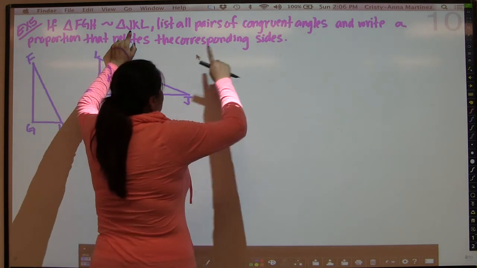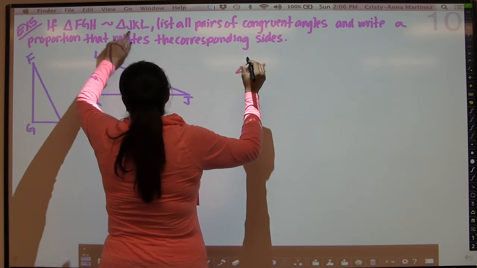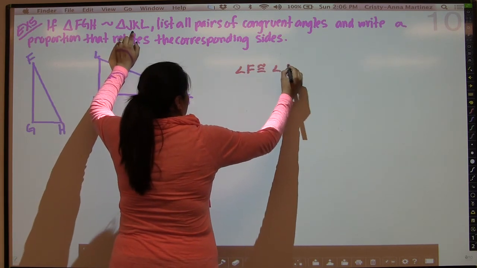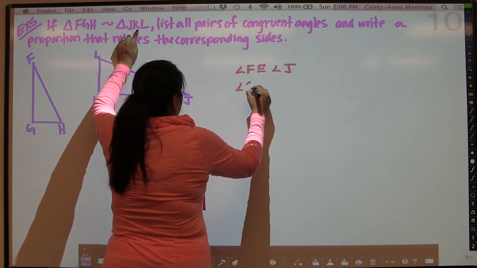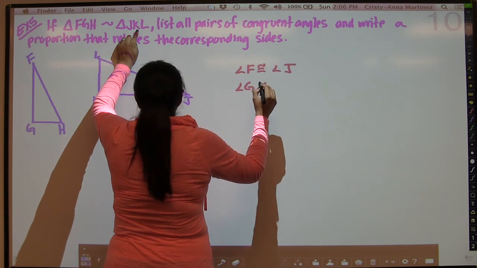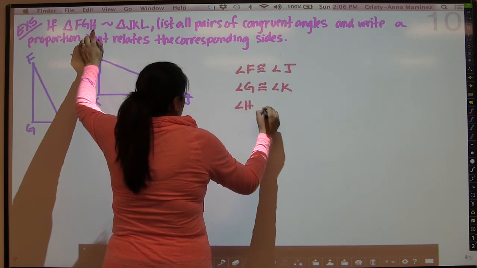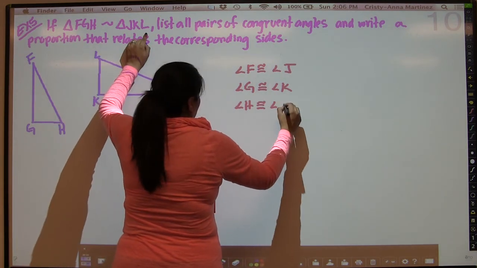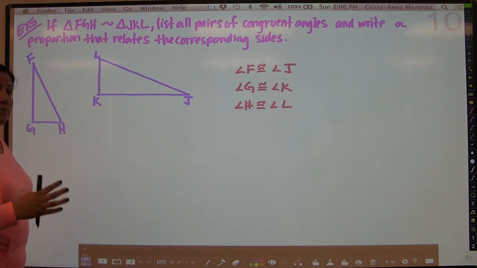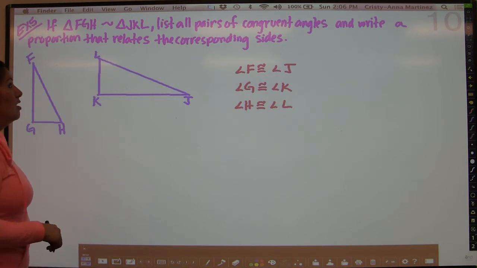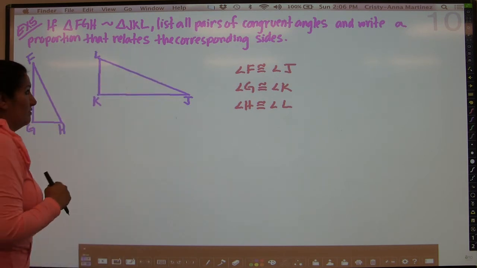So as far as list all pairs of congruent angles, I know that angle F is congruent to angle J, and because G is in the middle spot and K is in the middle spot, angle G corresponds with angle K. And then lastly, H corresponds with L, because they're in the third position in the similarity statement. So that's really important. And see, if you didn't have it in the right order, we wouldn't be able to do that. But we know that when we write a similarity statement, they're always in the correct order. So that would mean that those are the pairs of congruent angles.